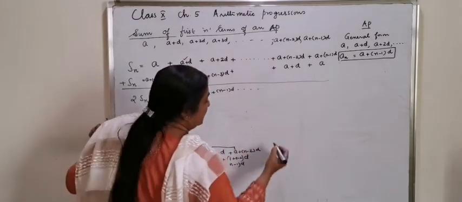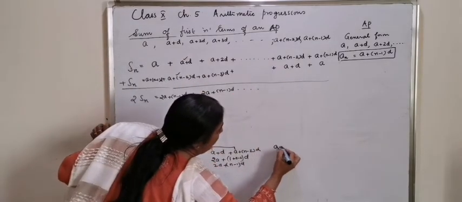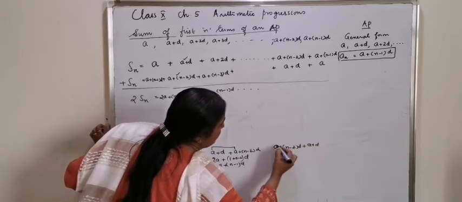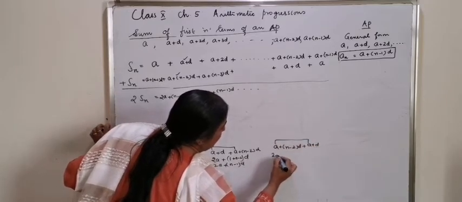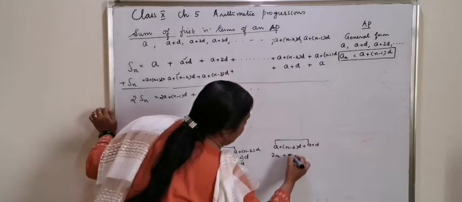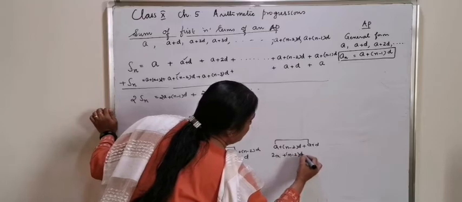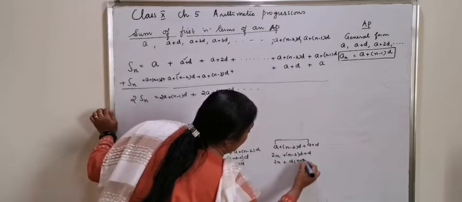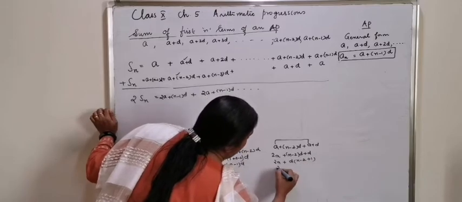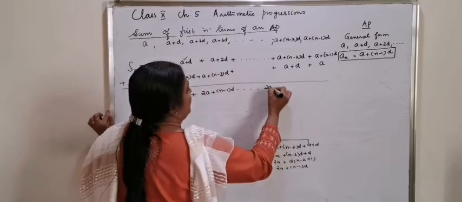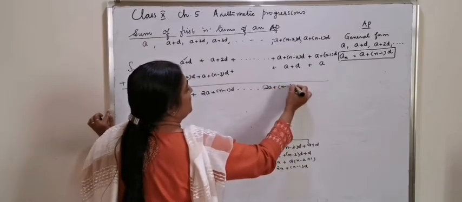Etc. Let's check what is the answer here. a plus n minus 2d plus a plus d: a plus a is again 2a. Now plus n minus 2 into d plus d, 2a plus d into n minus 2 plus 1, or 2a plus n minus 1 into d. 2a plus n minus 1 into d.